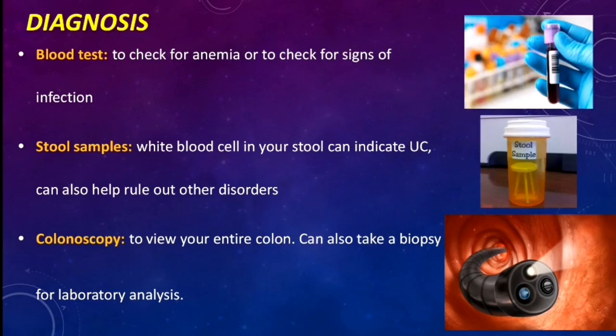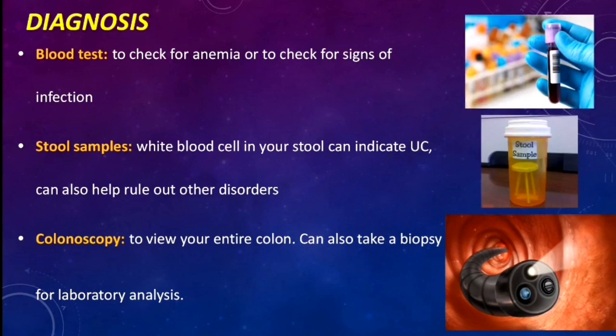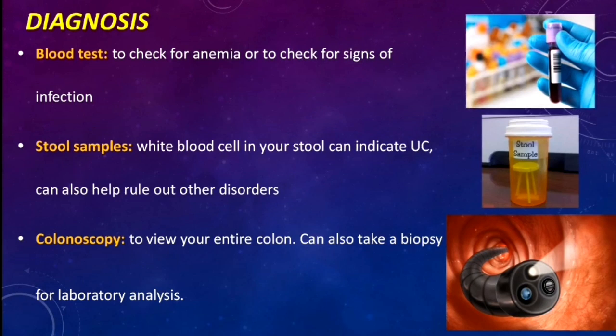Diagnosis of ulcerative colitis. We have first a blood test to check for anemia or to check for signs of infection. Stool sample: white blood cells in your stool can indicate ulcerative colitis, and can also help rule out other disorders. Colonoscopy to view your entire colon. It can also take a biopsy for laboratory analysis.